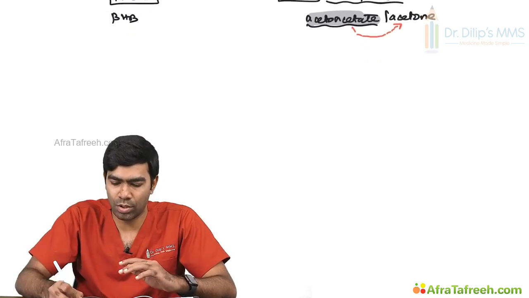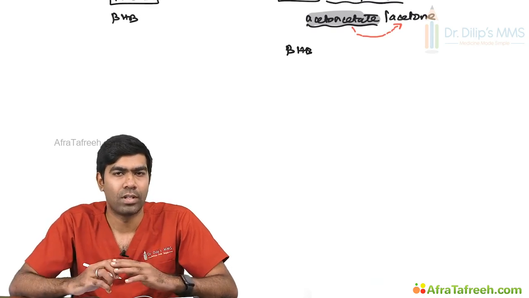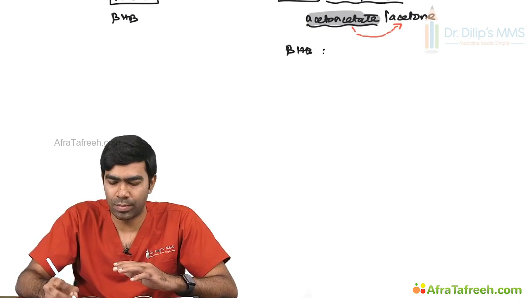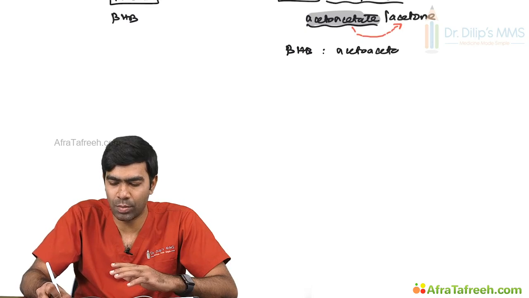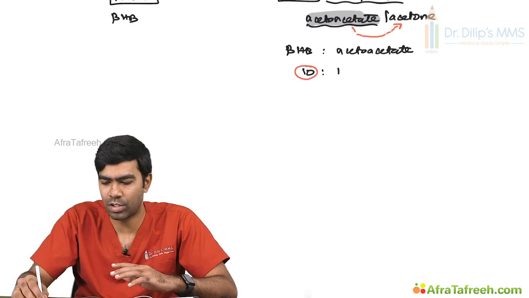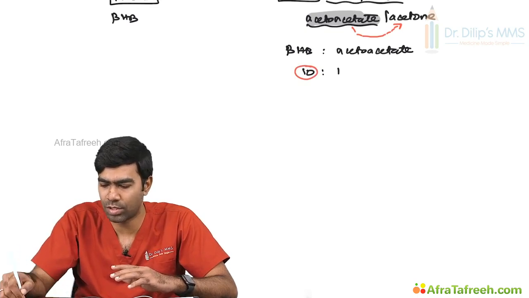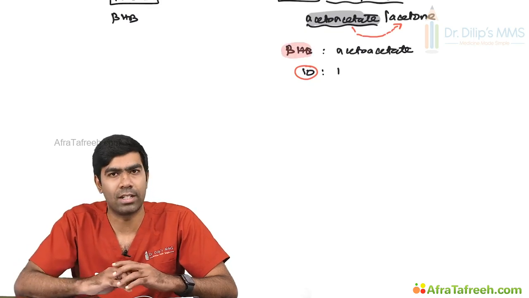But we also know two facts, that beta-hydroxybutyrate is the major ketone that is excreted in DKA. So the beta-hydroxybutyrate to acetoacetate ratio normally is 1:1, but in DKA patients it goes to a very high value of 10:1, which means beta-hydroxybutyrate is the most important ketone body as far as DKA is concerned.